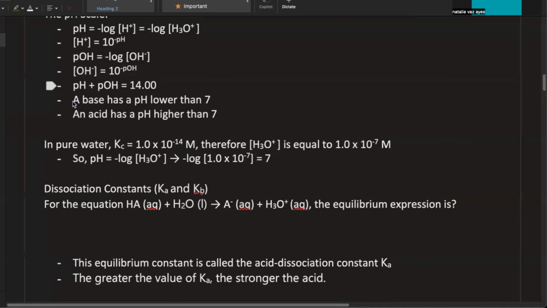So based on previous knowledge, we can determine that a base has a pH lower than 7 and an acid has a pH higher than 7.